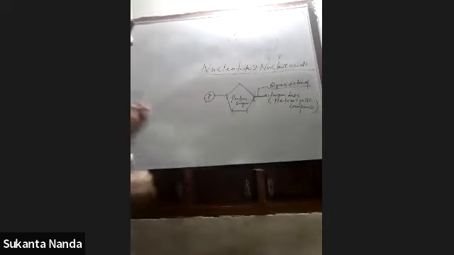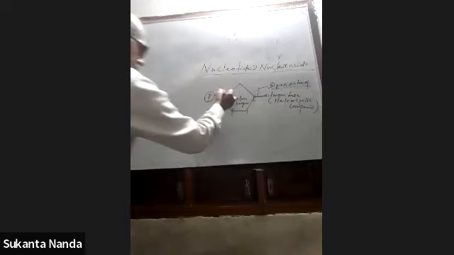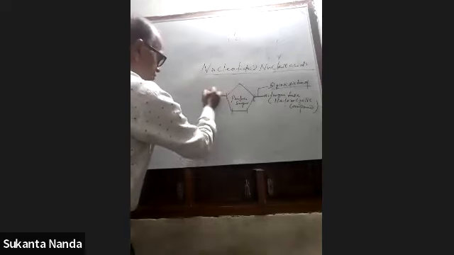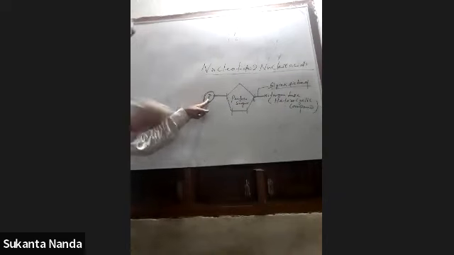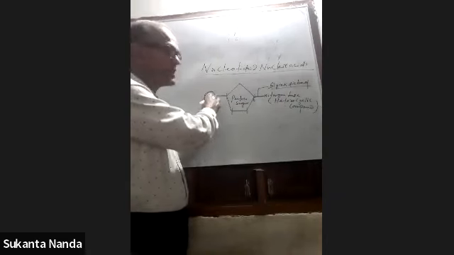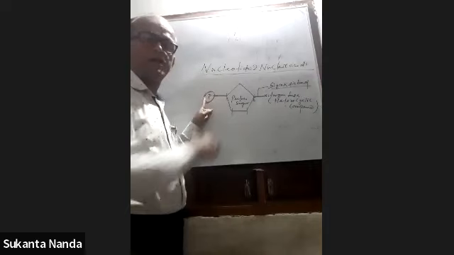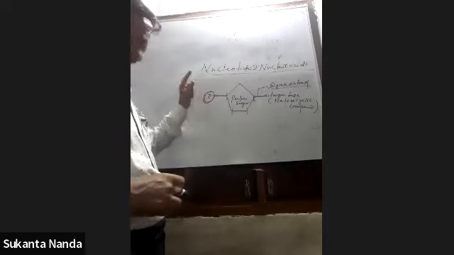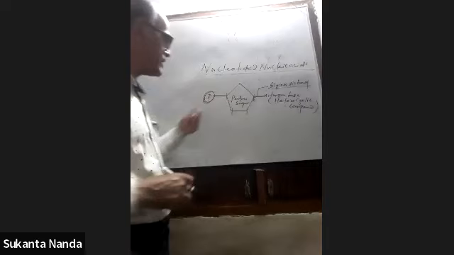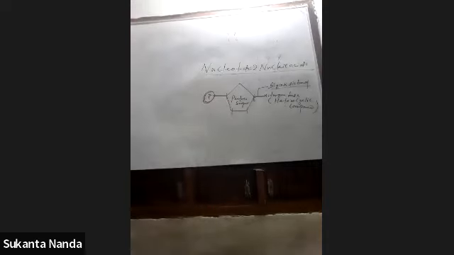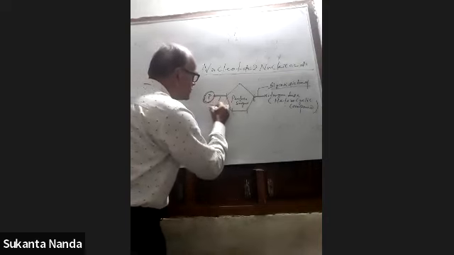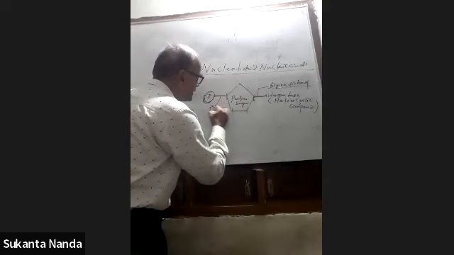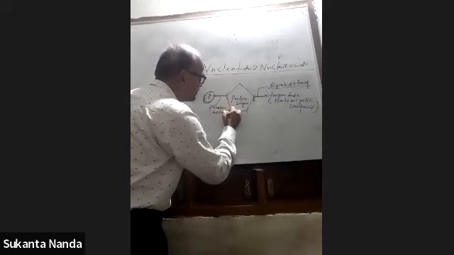And here the sugar is to be attached to phosphoric acid. Shortly I have written P. That means you consider it a phosphoric group. That is phosphorus. So instead of H3PO4 I have written the P, and this is joined by a phosphoester bond. Okay, phosphoester bond.